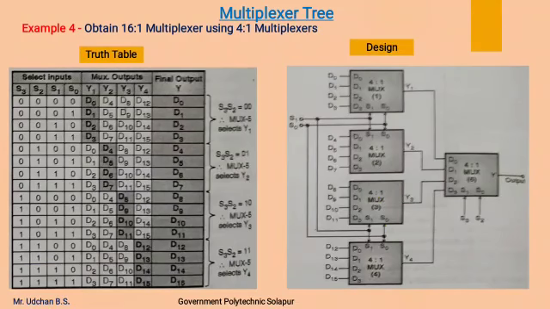Again, here is another example in which we have to obtain a 16:1 multiplexer using 4:1 multiplexers. Here we require four 4:1 multiplexers to make 16 input lines: first, second, third, fourth.